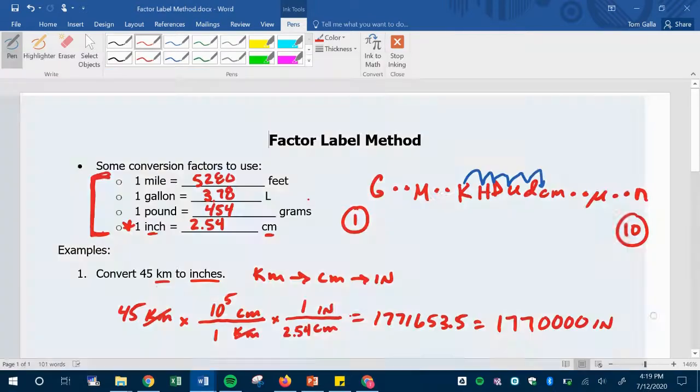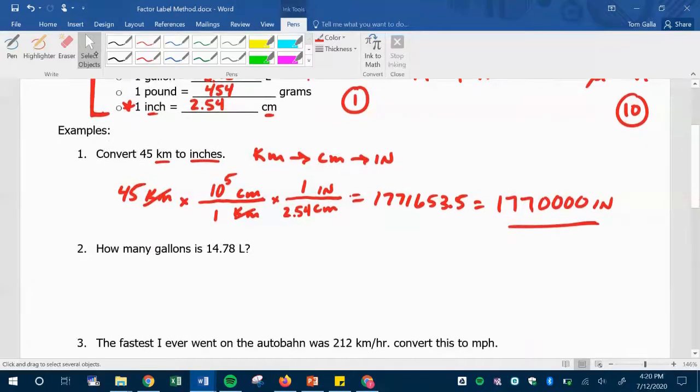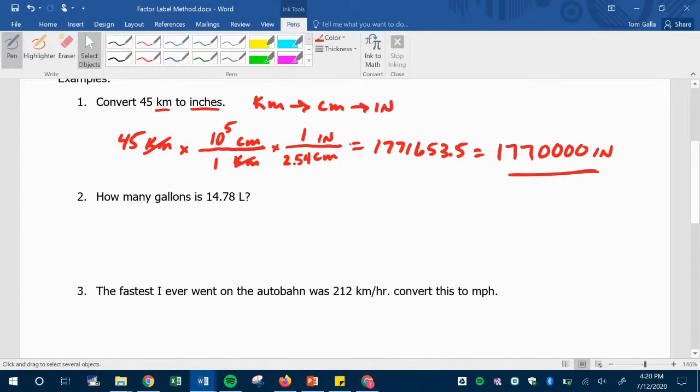So as we're looking at this, that means that 45 kilometers is 1,770,000 inches. All right, that's it for our first one. Let's look at another example here. So this time we have how many gallons is 14.78 liters. So we start off with our 14.78 liters.